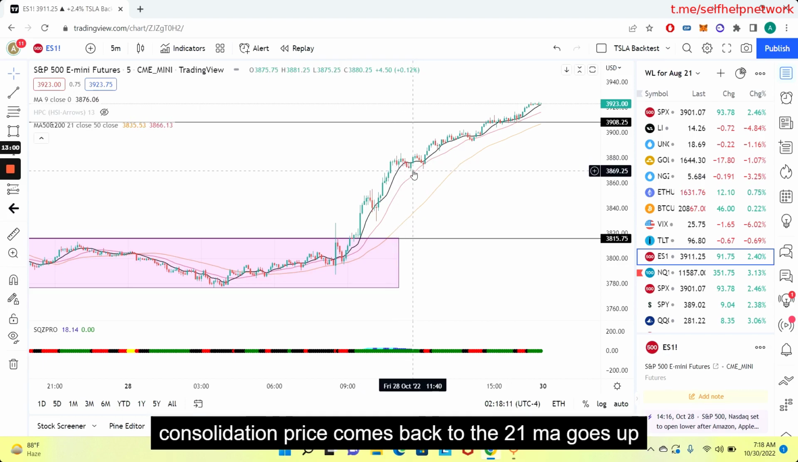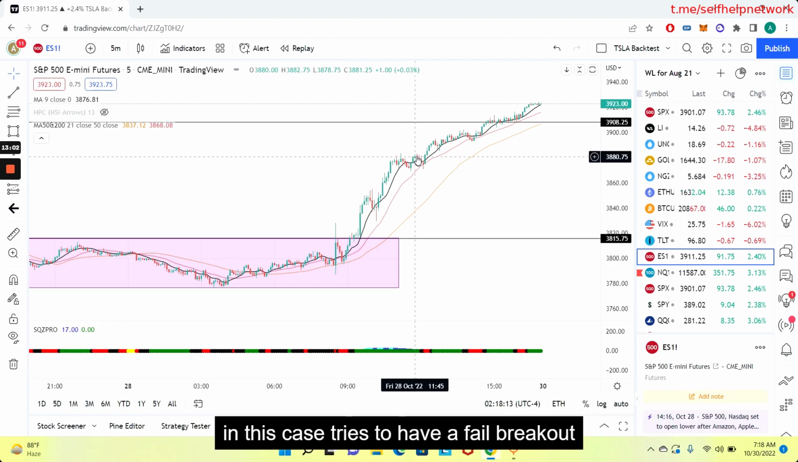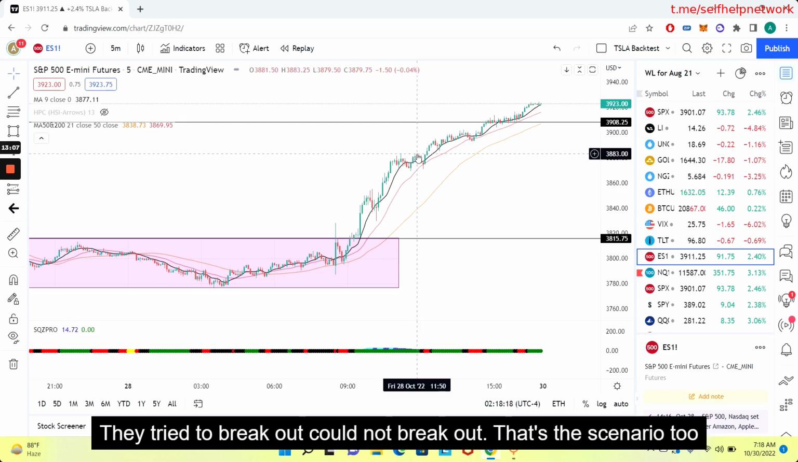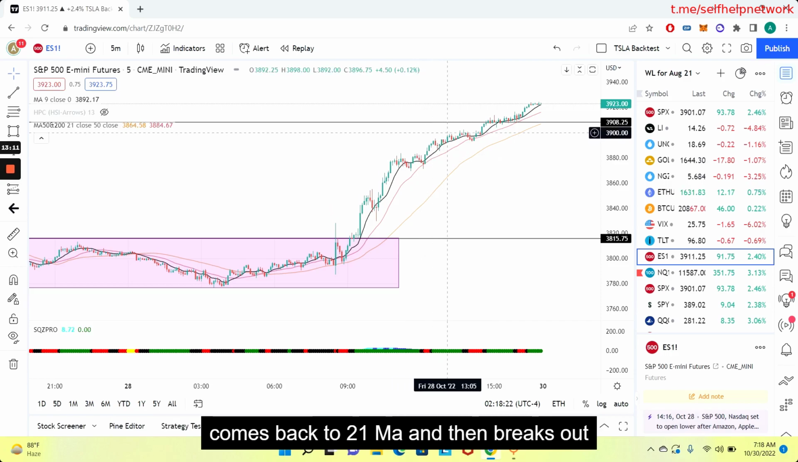Price comes back to the 21 MA, goes up. In this case, it tries to have a failed breakout, does not. It tries to break out, could not break out. That's scenario 2. Comes back to 21 MA and then breaks out.